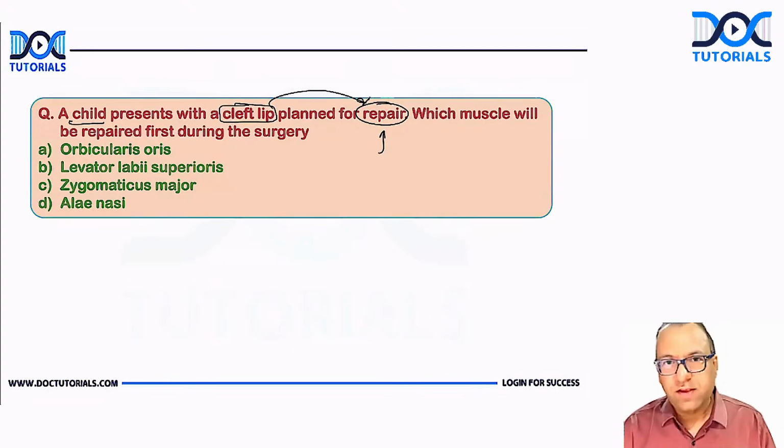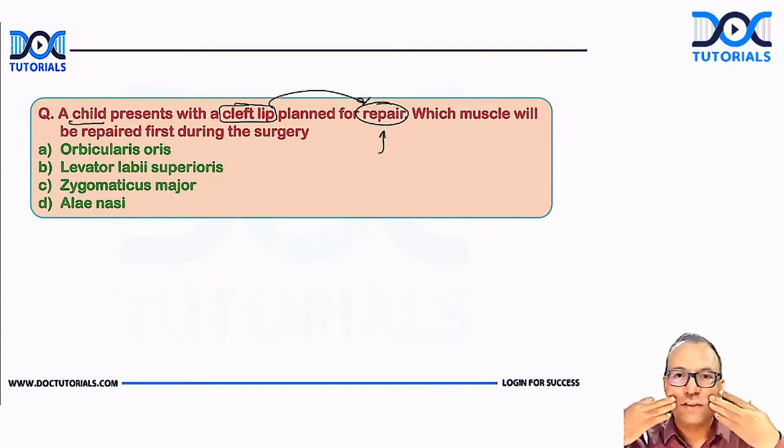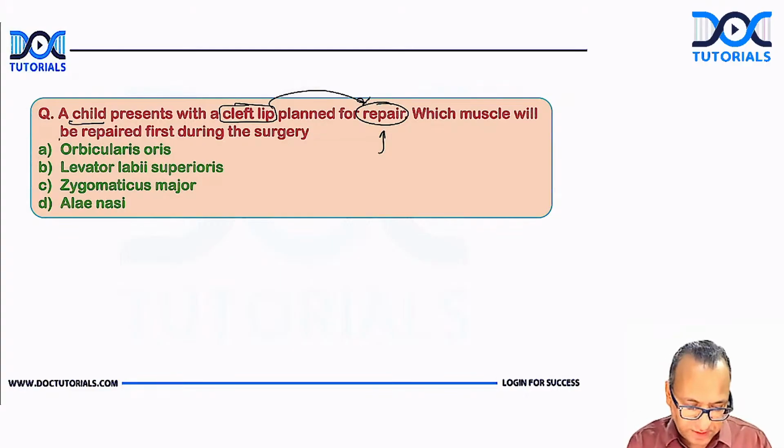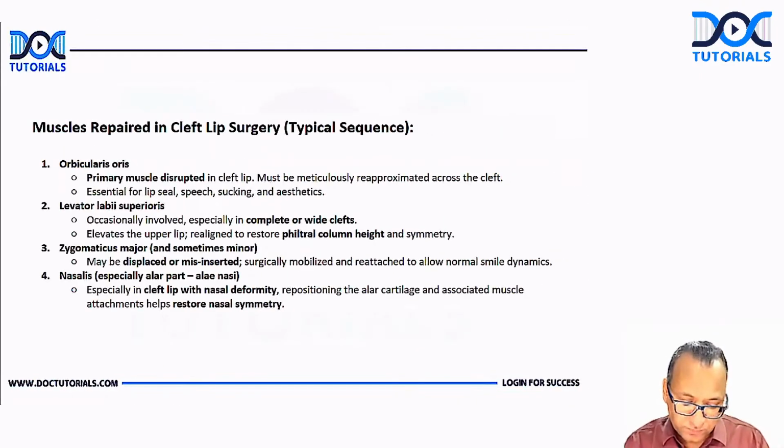So what is the first thing you are going to deal with? Cleft lip, if it is unilateral cleft lip, is basically non-fusion of the maxillary process with the medial nasal process. So if the maxillary process is not meeting with the medial nasal process, you can have cleft lip. If it is deeper, you can have cleft palate also. So yes, that is correct. Orbicularis oris, because that is the muscle which is around here. You are talking about cleft lip, so you have to actually work upon this orbicularis oris. Let me show you all these muscles which are shown. So, muscles repaired in cleft lip surgery.